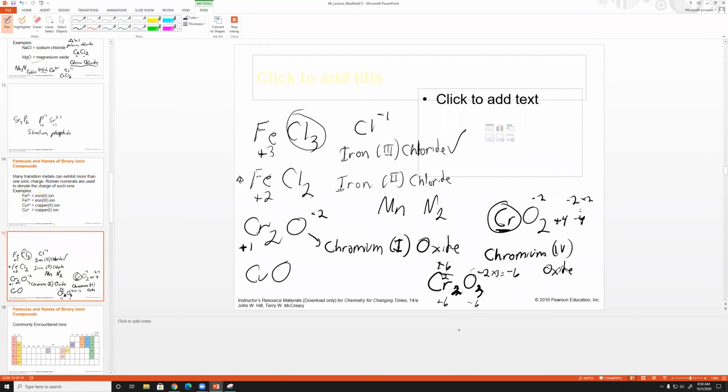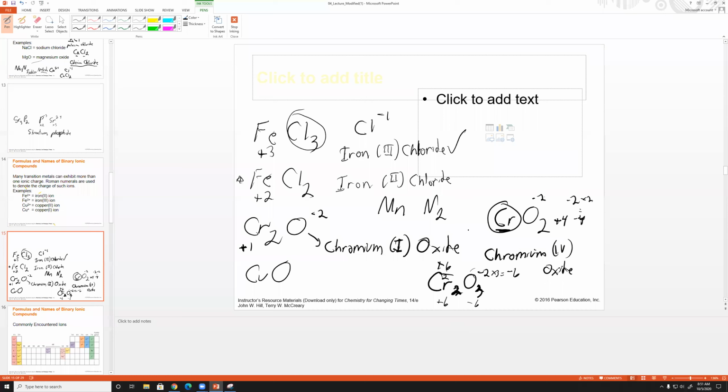Okay. I have a question. Yes. So if there was no 2, if it was just CrO3, would it be chromium 6? Yeah, totally possible. Chromium doesn't do that, but the process is right. Everything you said is correct.